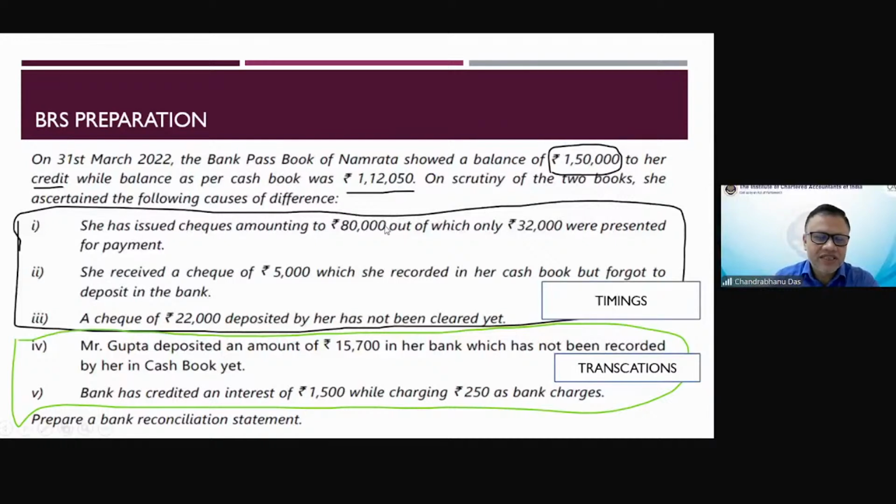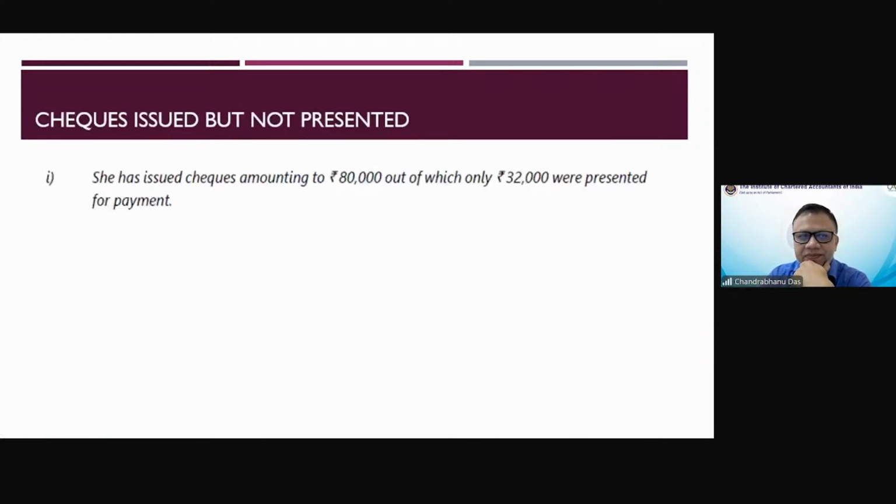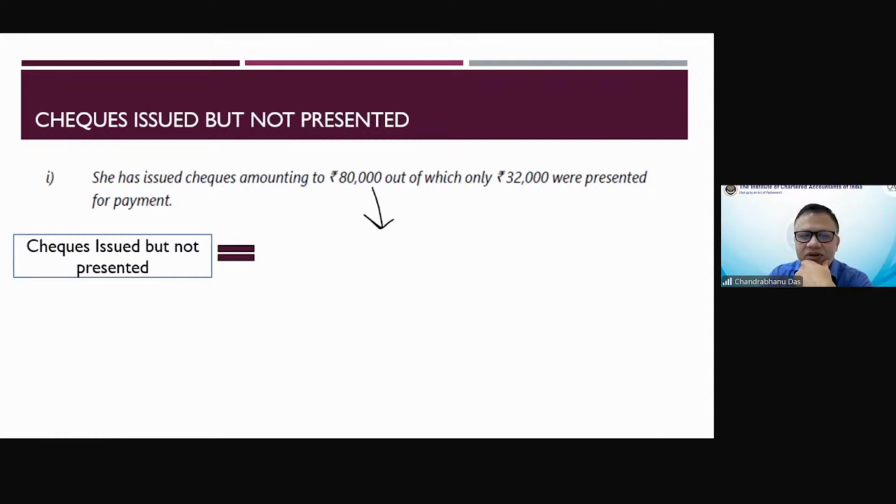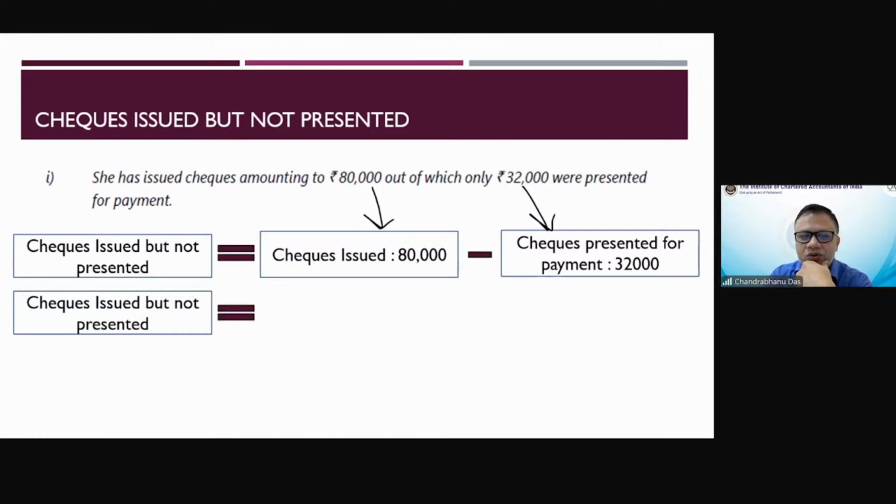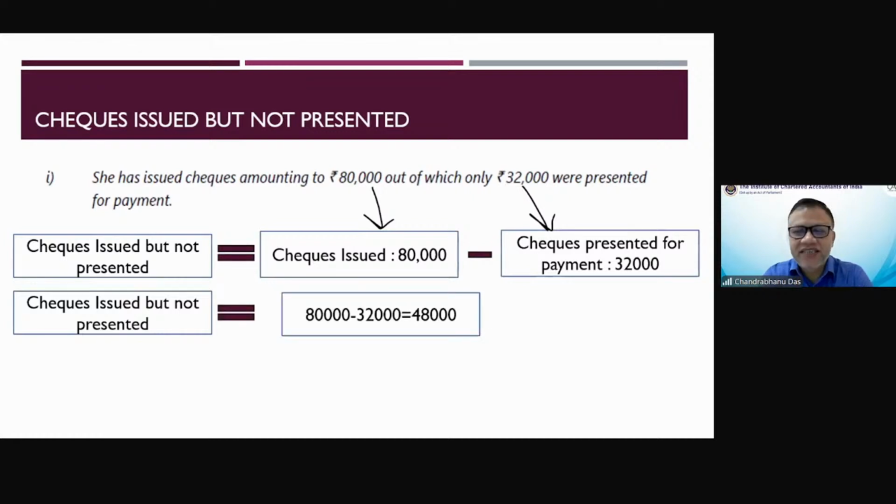Okay, fine. So it is clear now. So now we will go to the bank reconciliation statement. So for the 80,000 checks, you have to find the checks issued but not presented. Issued is 80,000, out of which 32,000 were presented. So you get 48,000 are the checks which have not been presented for payment.